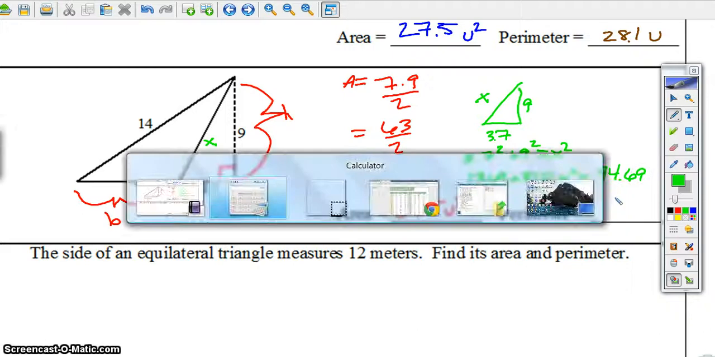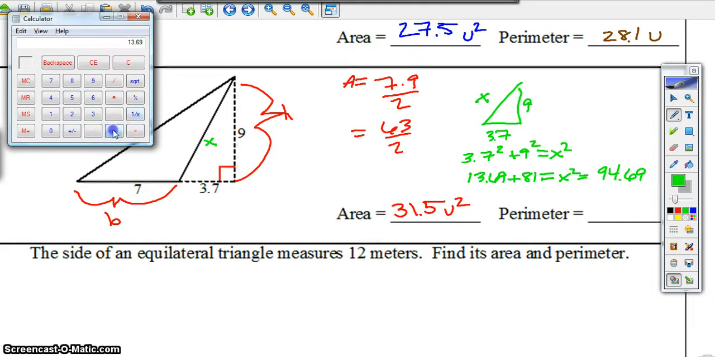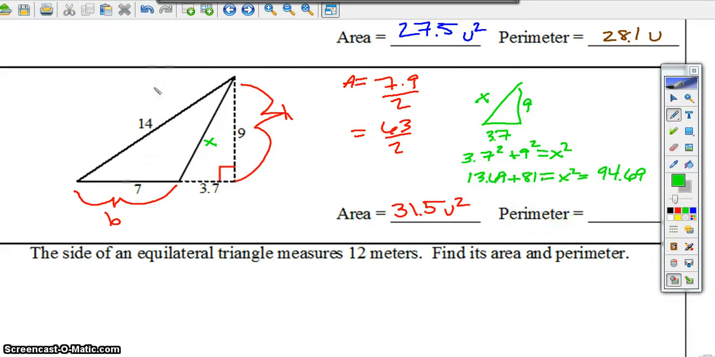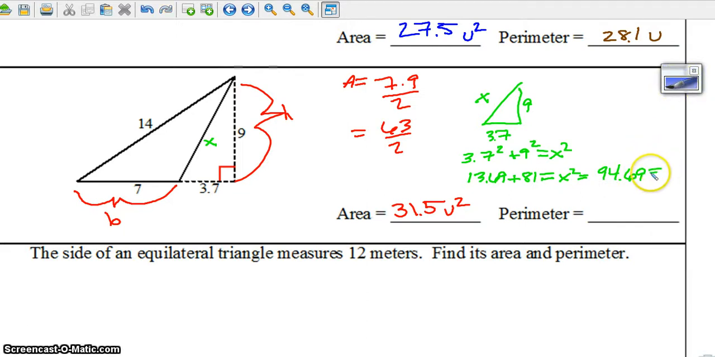So we're probably going to get around 9.5. 94.69, the square root is 9.7, a little off there. So 9.7. Oh, that's not our perimeter though. Remember, I took the square root of this. That's where the 9.7 came from. So that gives me this side of 9.7. And then we just add up these 3 sides. So 21 plus 9.7 is 30.7.